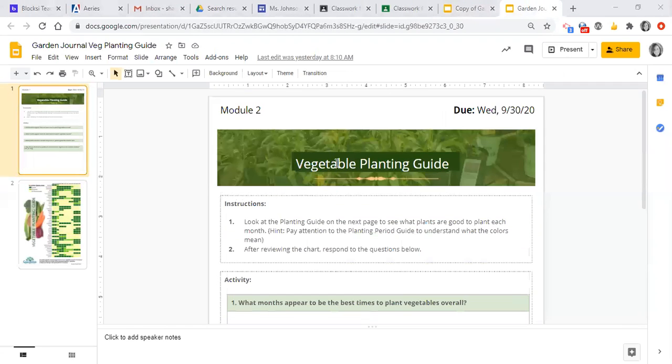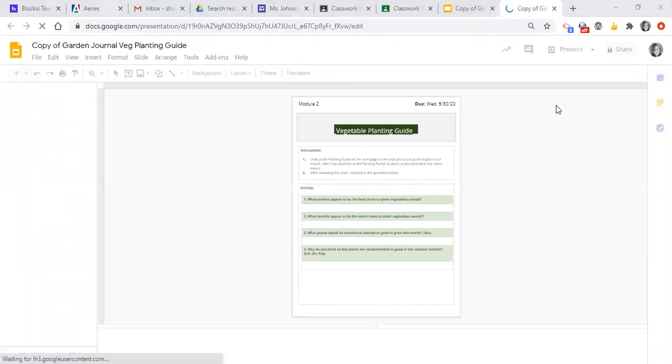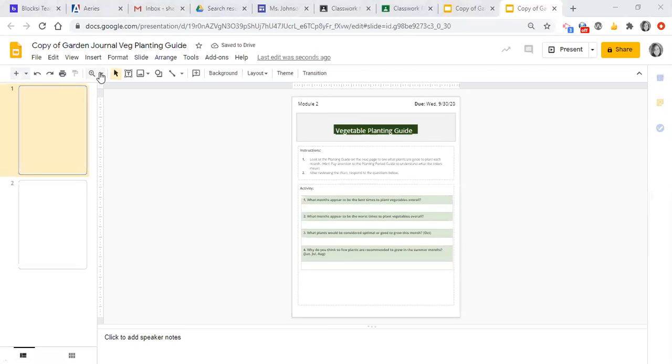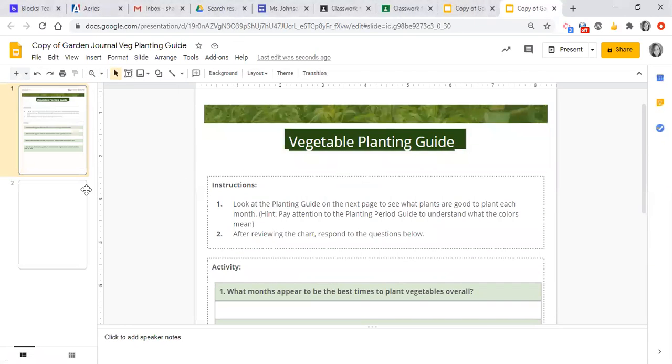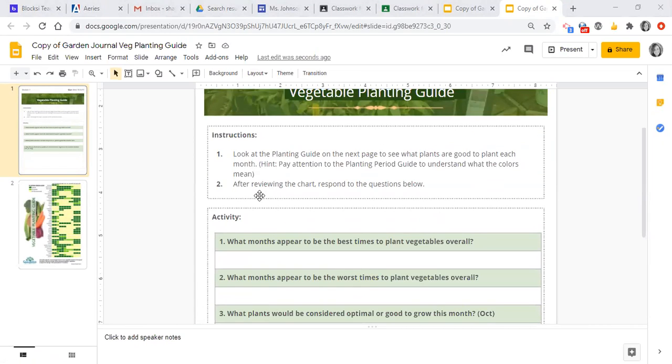Okay, so go ahead and open up the vegetable planting guide activity that you were supposed to do yesterday. Okay. So our instructions here are different than usual. So it says to look at the planting guide on the next page to see what plants are good to plant each month. Pay attention to the planting period guide to understand what the colors mean. So basically what the legend is on the top left. After reviewing the chart, respond to the questions below.